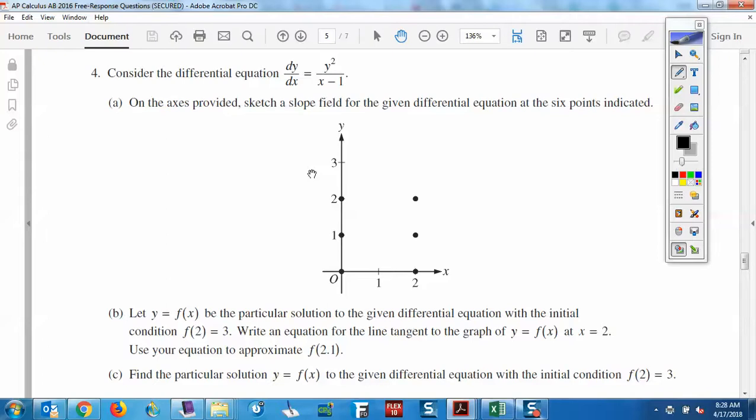Okay. So 2016, I know we've had so many, it's hard to keep going. 2016, number 4, part C. Why don't you go ahead and do that? It says find the particular solution to the given differential equation with the initial condition f of 2 equals 3.